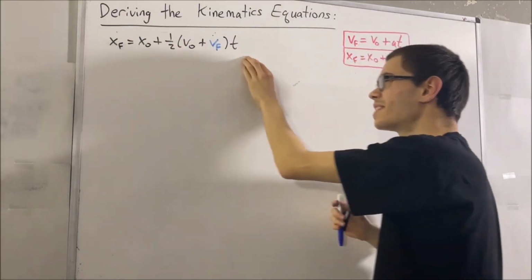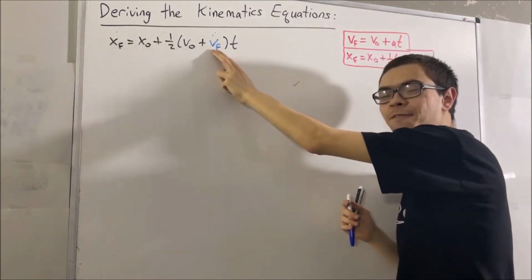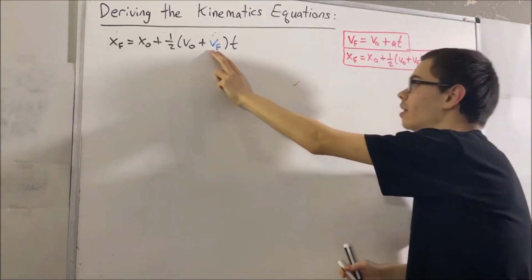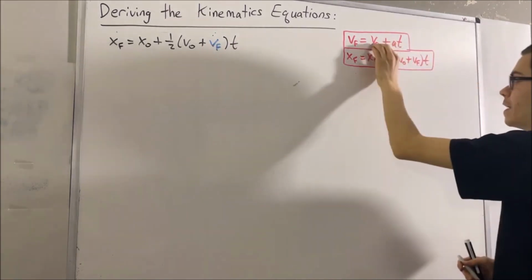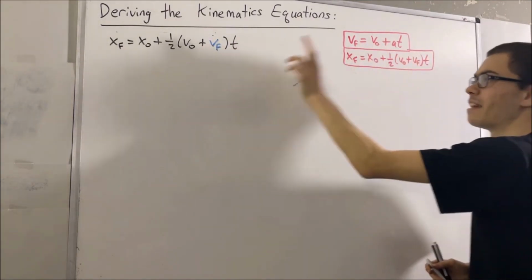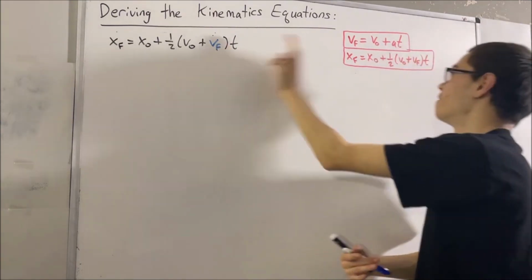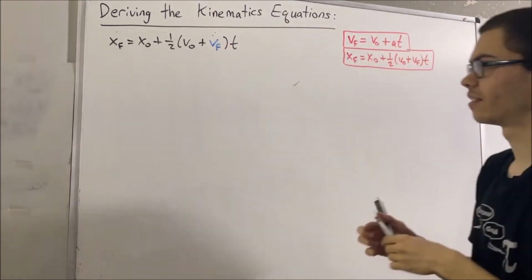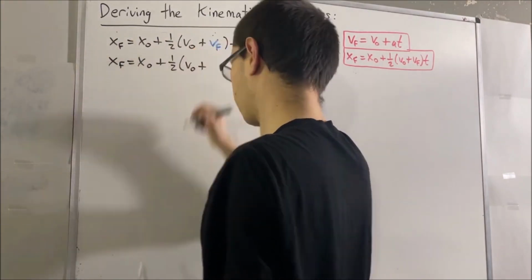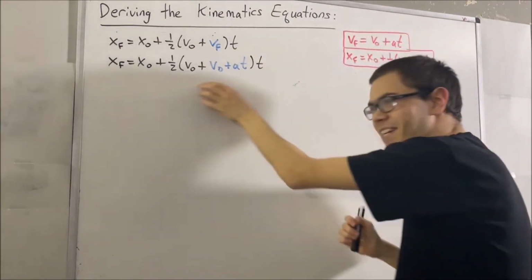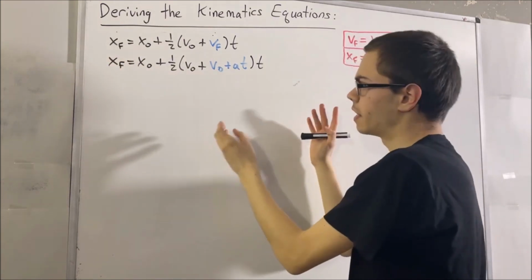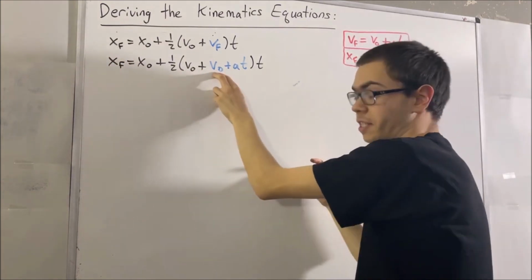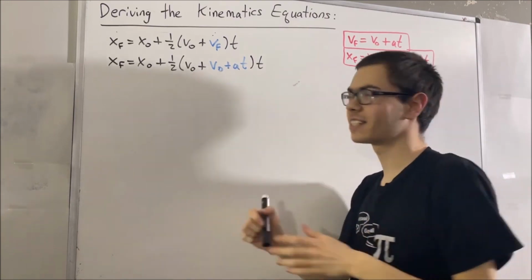Okay, and notice I wrote Vf in a different color. Well, what I'm going to do is I'm going to replace Vf with V naught plus at, because Vf is equal to V naught plus at. Right, just like that. And at this point, we're just going to simplify it. Now notice we have V naught plus V naught. That gives us 2 V naught.